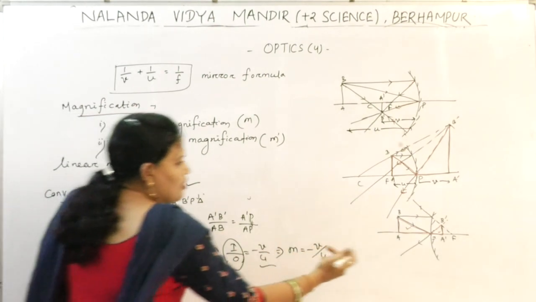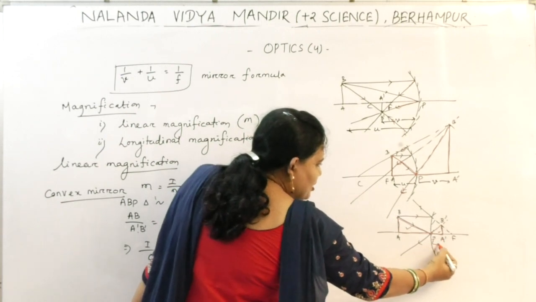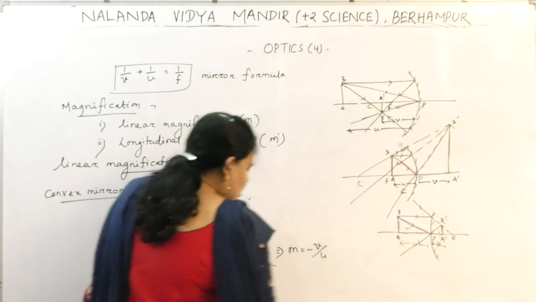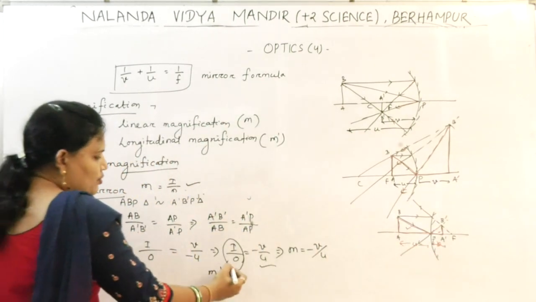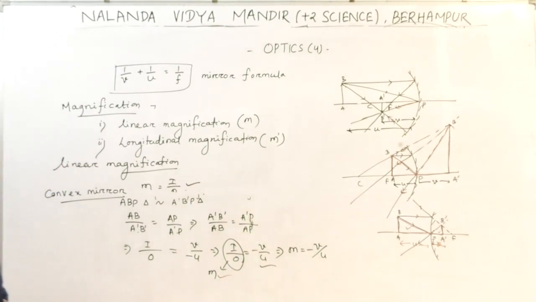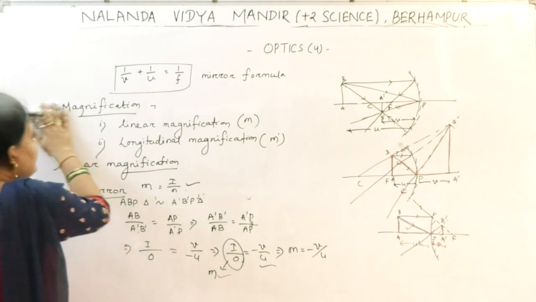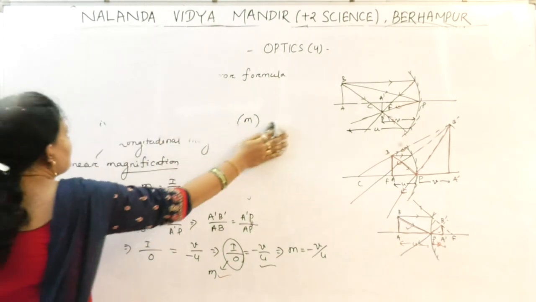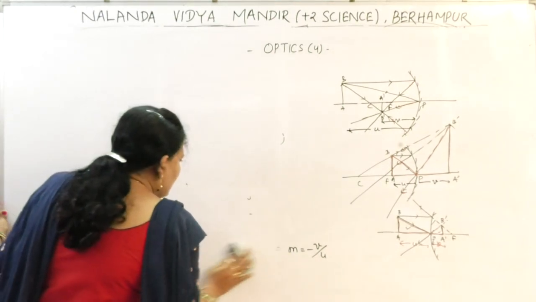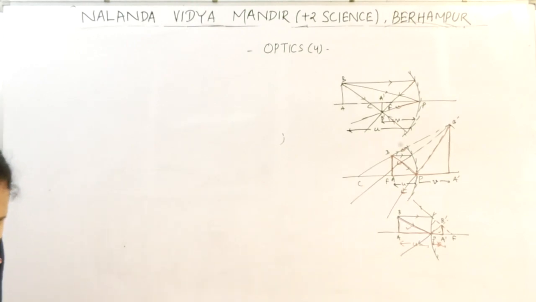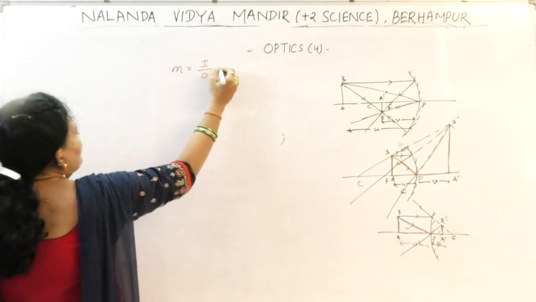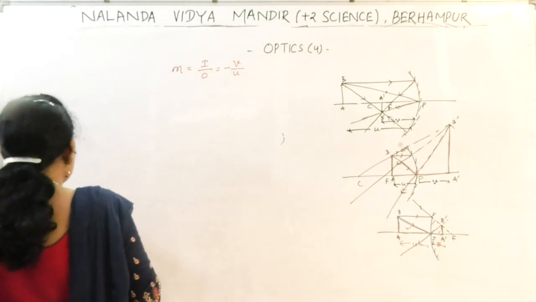So I by O: P A dash is plus V and PA is minus U, right? So minus V by minus U. So again we got the magnification equal to minus V by U. So irrespective of either the concave mirror or the convex mirror, we got the magnification equal to minus V by U. So the magnification M equal to I by O equal to minus V by U.